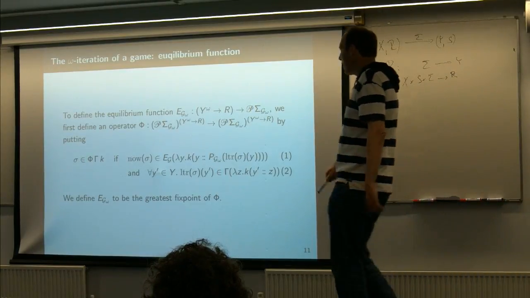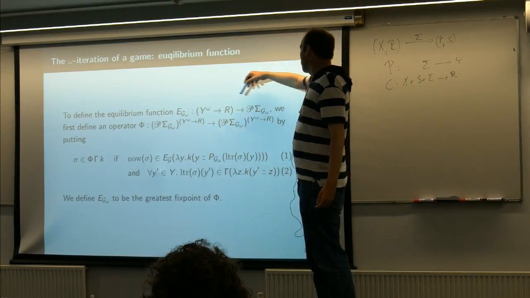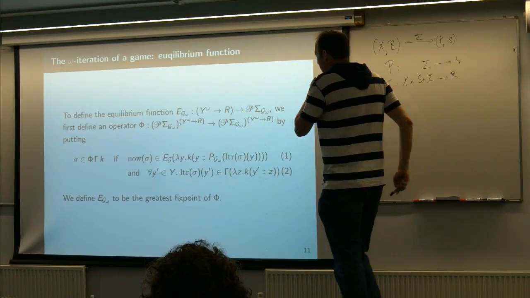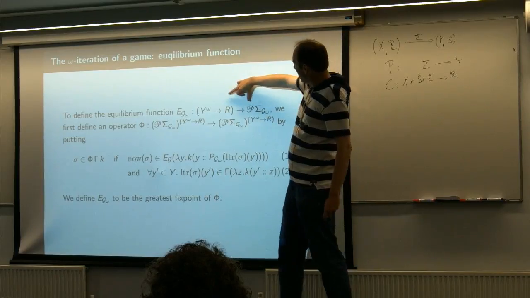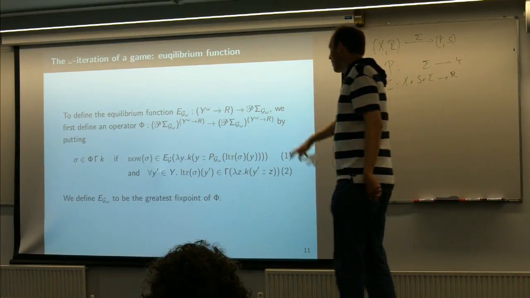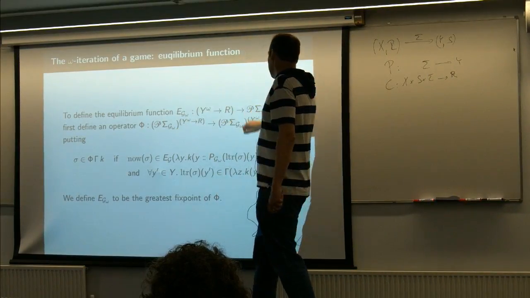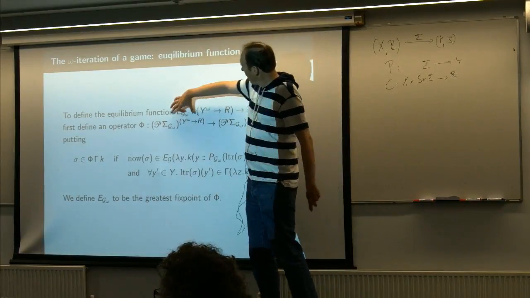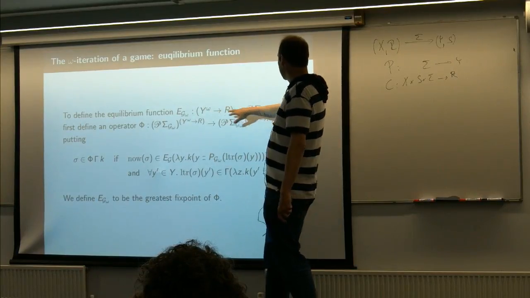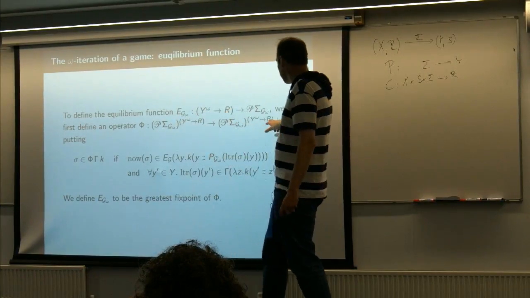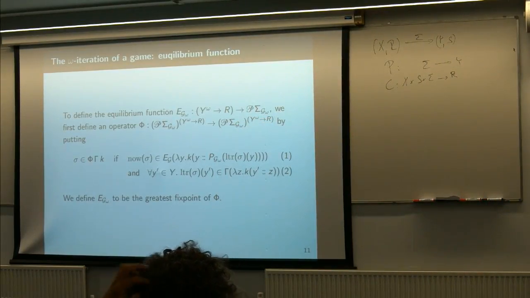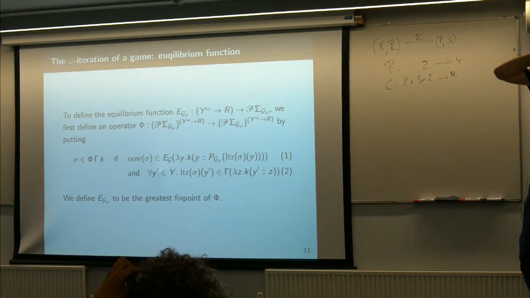Okay, in order to define the equilibrium for this game, which has this type, it's like a predicate over strategies, and it takes a utility function. We define an operator on this set. This operator phi is just a monotone operator taking these kinds of indexed predicates over strategies to indexed predicates over strategies. And the equilibrium function will be basically the greatest fixed point of this monotone operator.